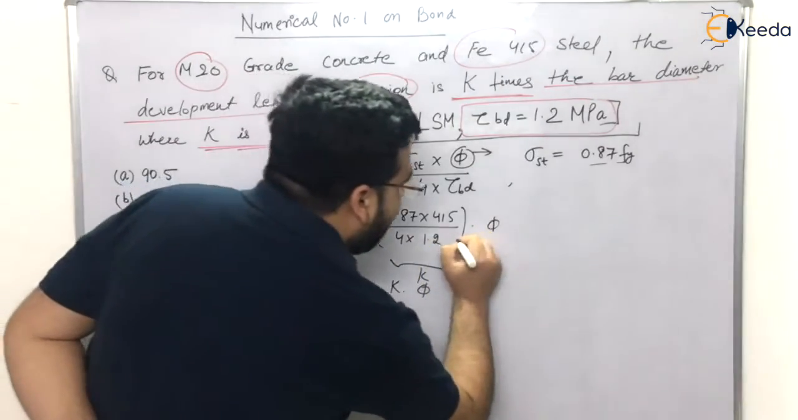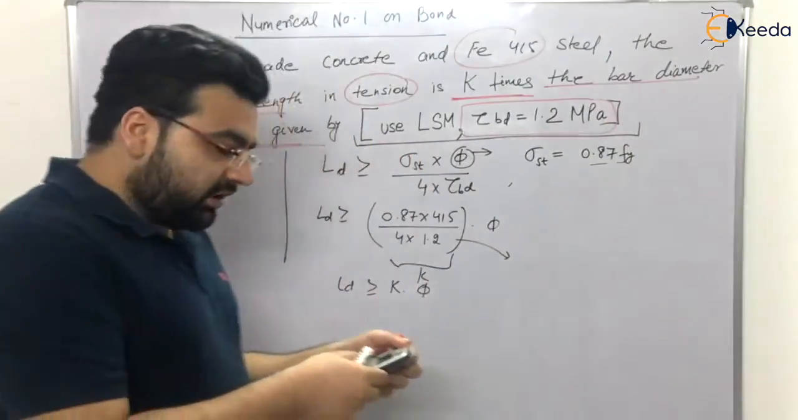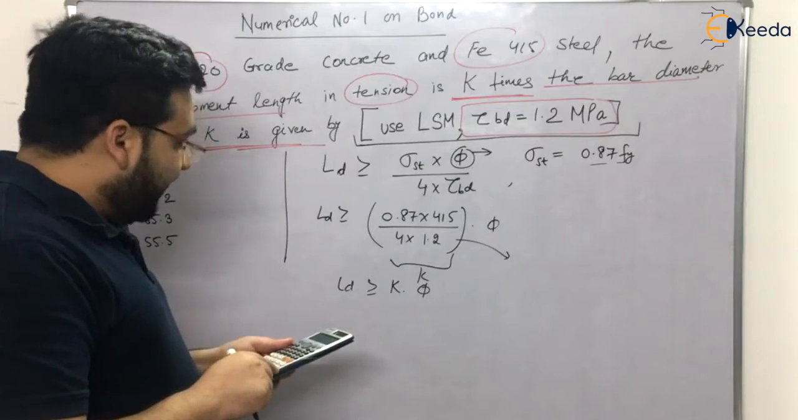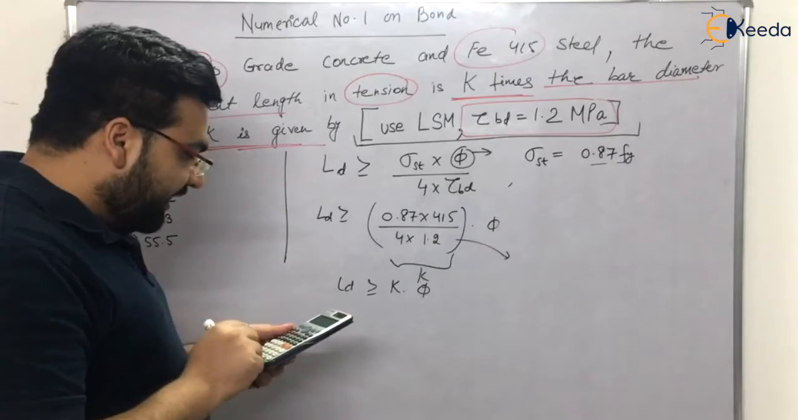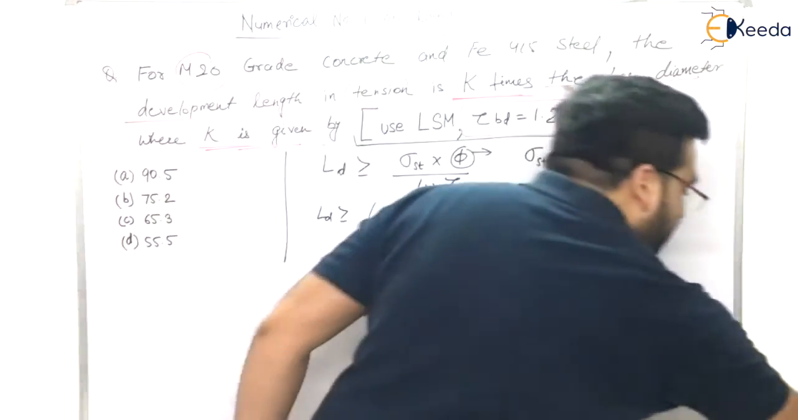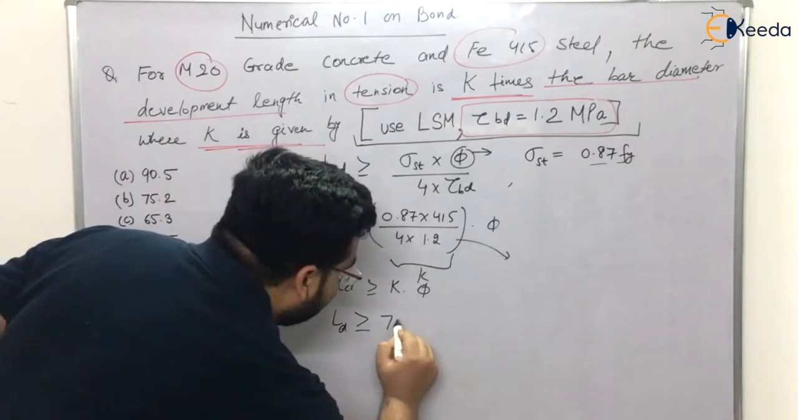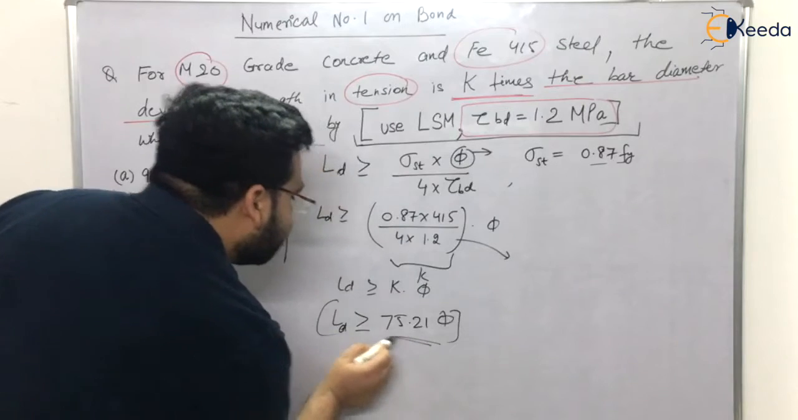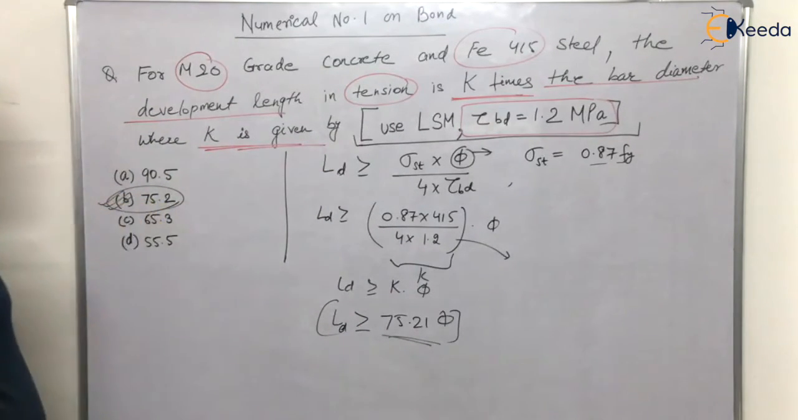This is K, and how much is it coming? A lot of you must have got the answer also: 0.87 into 415 divided by 4 and divided by 1.2. It comes out to be 75.21. So LD should be greater than or equal to 75.21 times the diameter of the bar. So 75.21 is the answer, option B, which is the correct answer.